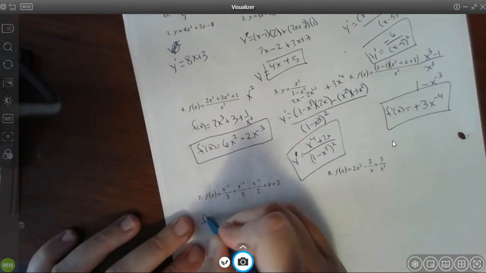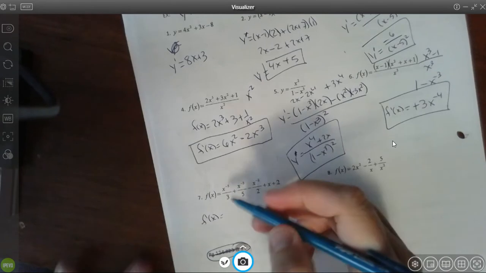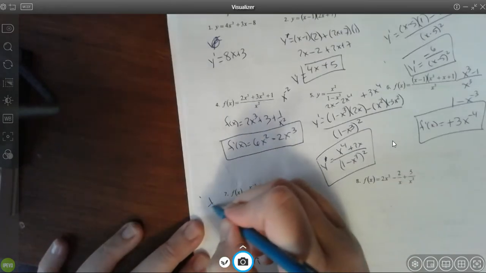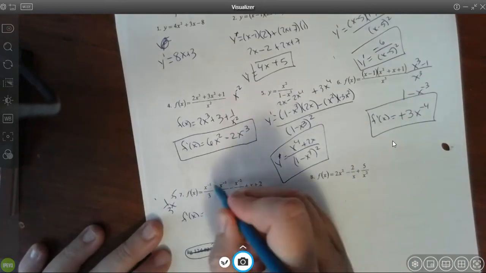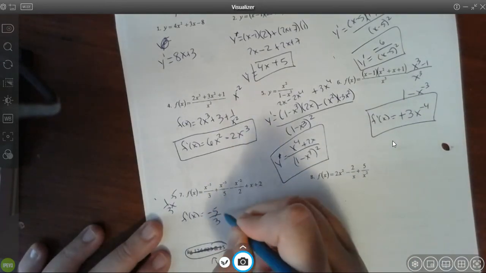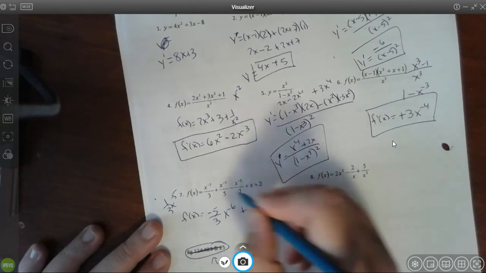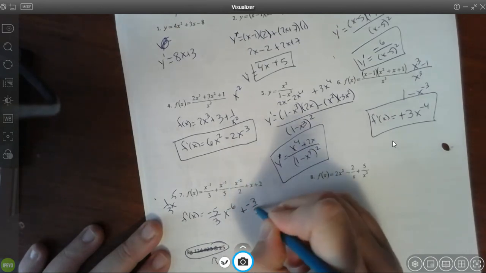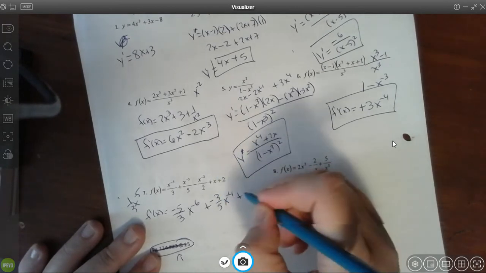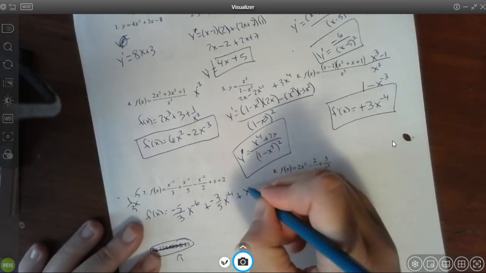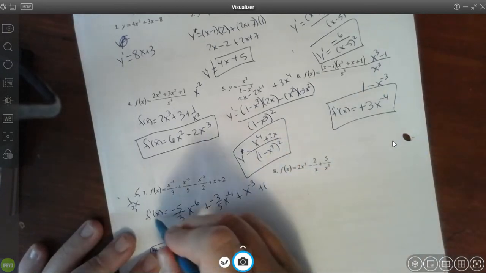All right, and then here. So these are just a fraction. So this is the same as 1/3 x to a -5, right? So just bring down your power, subtract 1. So that gives me -5/3. Well, it's -3/5 x to a -4 becomes plus 2 over 2 would be 1. So x to a -3 plus 1.